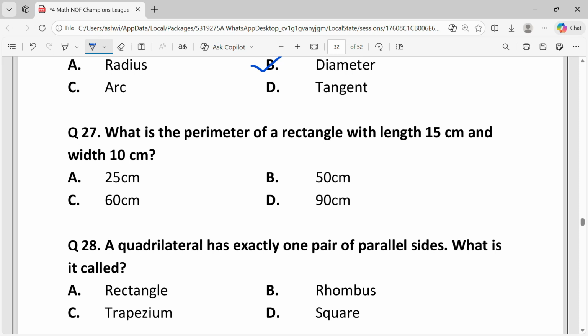Question 27. What is the perimeter of a rectangle with length 15 centimeter and width 10 centimeter? The perimeter of a rectangle is equal to 2 times length plus width, that is equal to 2 into 15 plus 10, that is equal to 50. So the answer is B, 50 centimeters.